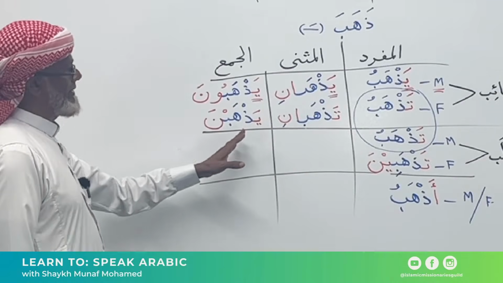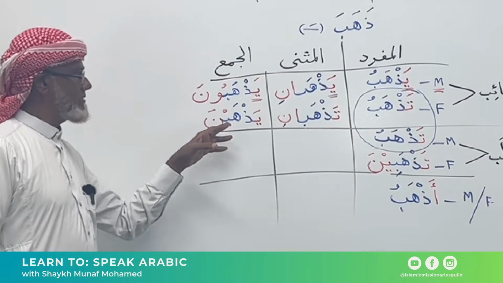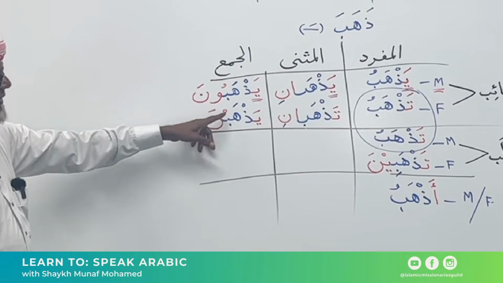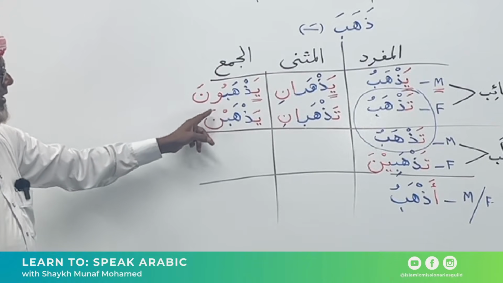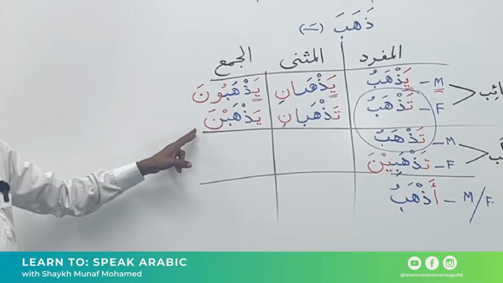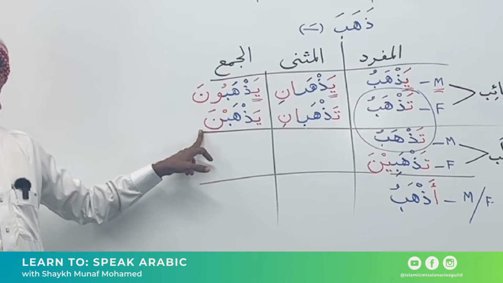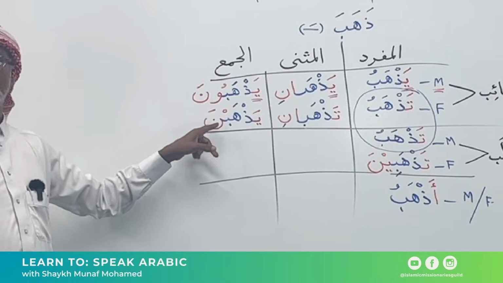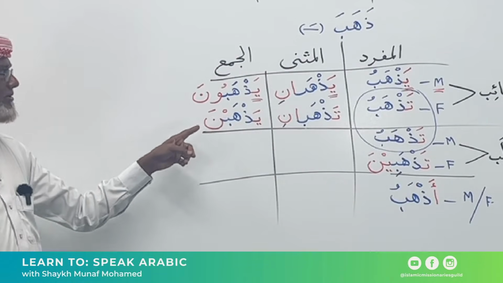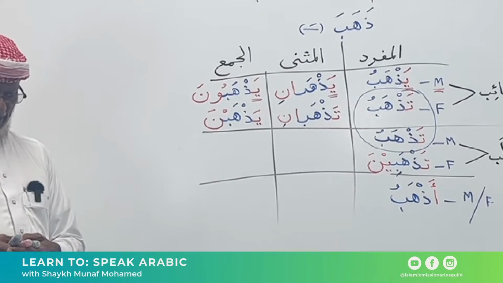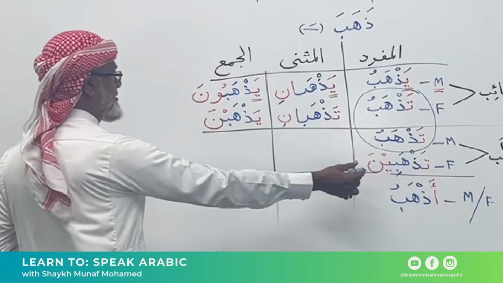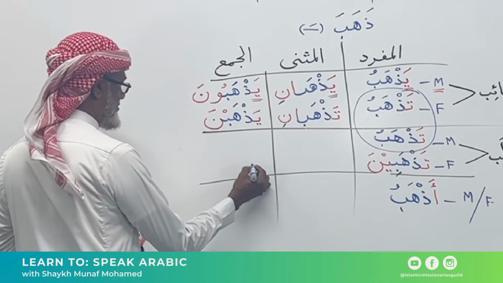So the reason now why it is yadhhabna is because if you were to compare this one with this one, the ending is different. We spoke about this noon briefly sometime before. We said this is called the feminine noon. And this feminine noon always has a fatha above it. And before it, there is always a sukun. All right? There is always a sukun before. So it's yadhhabna.